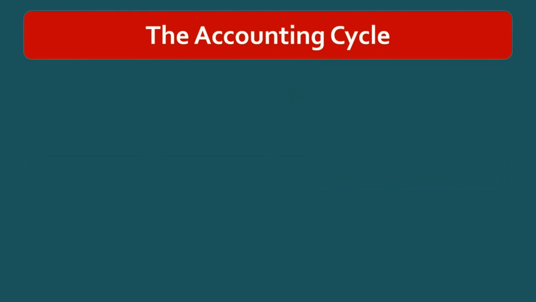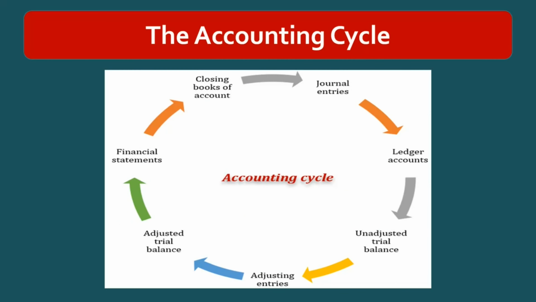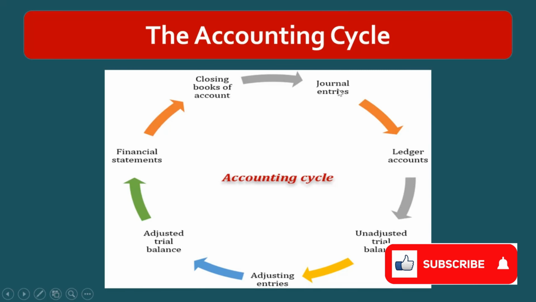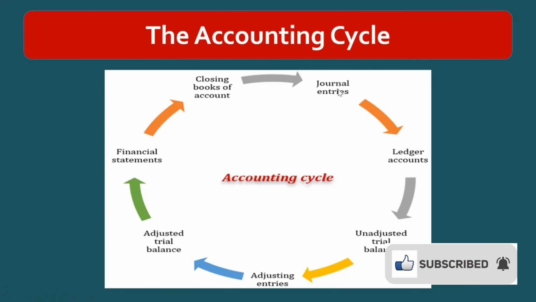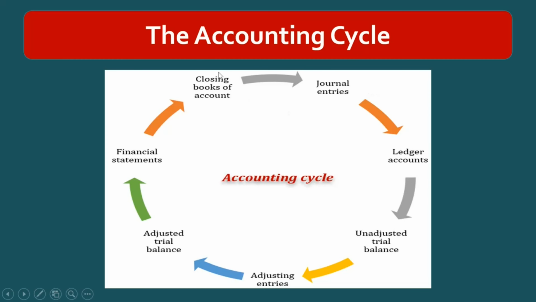The last thing we will discuss in this video is the accounting cycle. The accounting cycle is a comprehensive chart that describes all the processes and their sequence in an accounting system from starting point to the ending point. So in the accounting system, the first step is the journal entries. When any transaction happens, you will pass the journal entry. One account you will give debit and the other credit. So you will pass this entry.